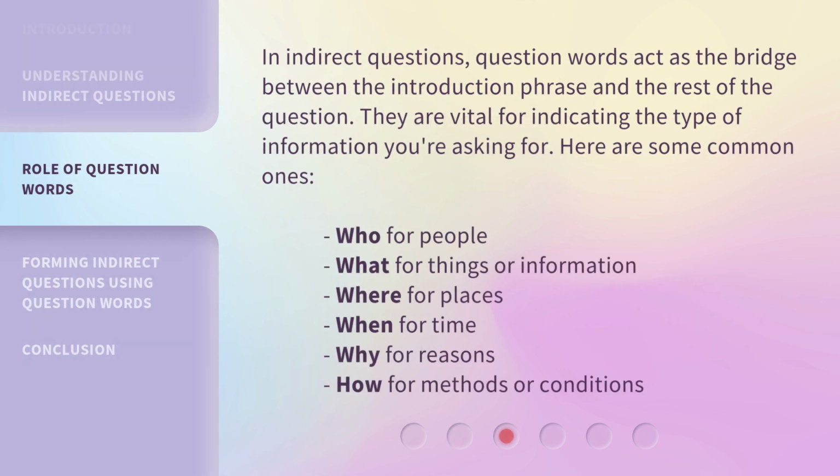In indirect questions, question words act as the bridge between the introduction phrase and the rest of the question. They are vital for indicating the type of information you're asking for. Here are some common ones. Who for people, what for things or information, where for places, when for time, why for reasons, how for methods or conditions.